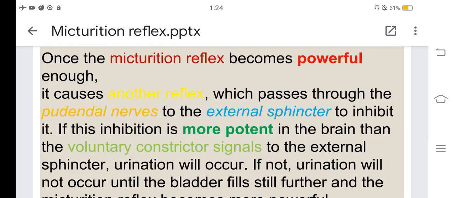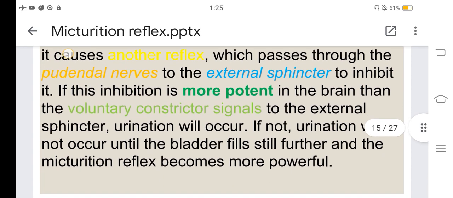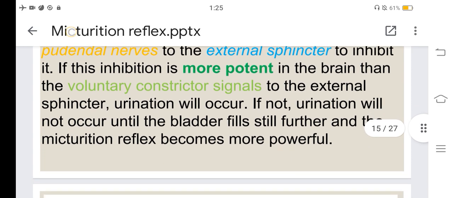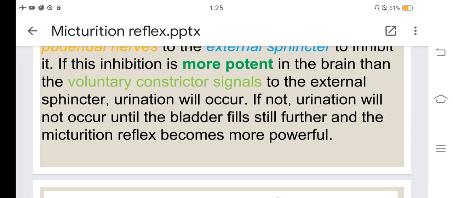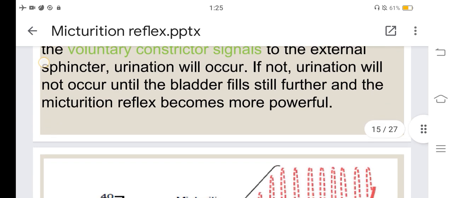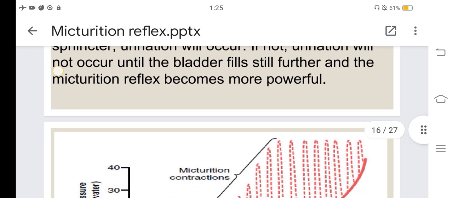Once the micturition reflex becomes powerful enough, it causes another reflex which passes through the pudendal nerve to the external sphincter to inhibit it. If this inhibition is more potent in the brain than the voluntary constrictor signals to the external sphincter, urination will occur. If not, urination will not occur until the bladder fills still further and the micturition reflex becomes more powerful.